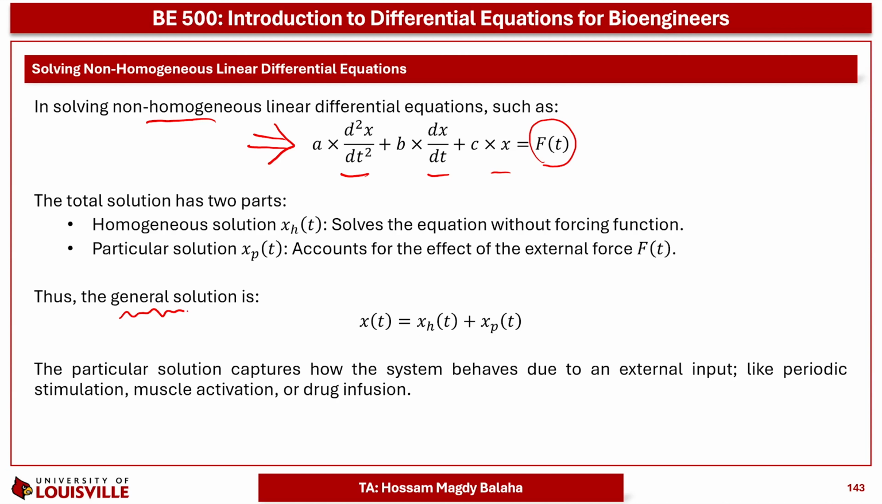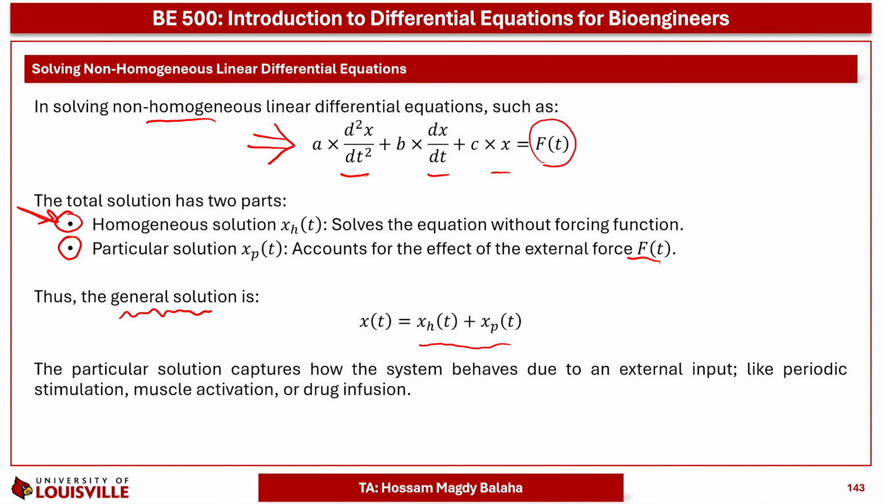And the general solution consists of two parts. The first part is called the homogeneous solution, xh of t, and the second is the particular solution, xp of t. In the homogeneous solution, we are going to solve the linear differential equation without the forcing function, as f of t equals 0. After that, we will find the particular solution to study the effect of the external force f of t. By finding both of them, we can combine them to find the general solution that equals xh of t plus xp of t.